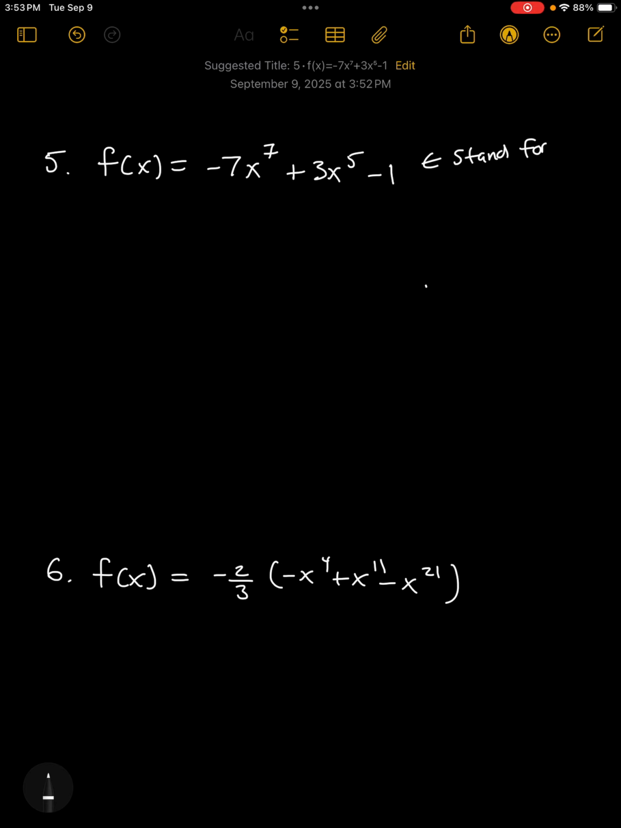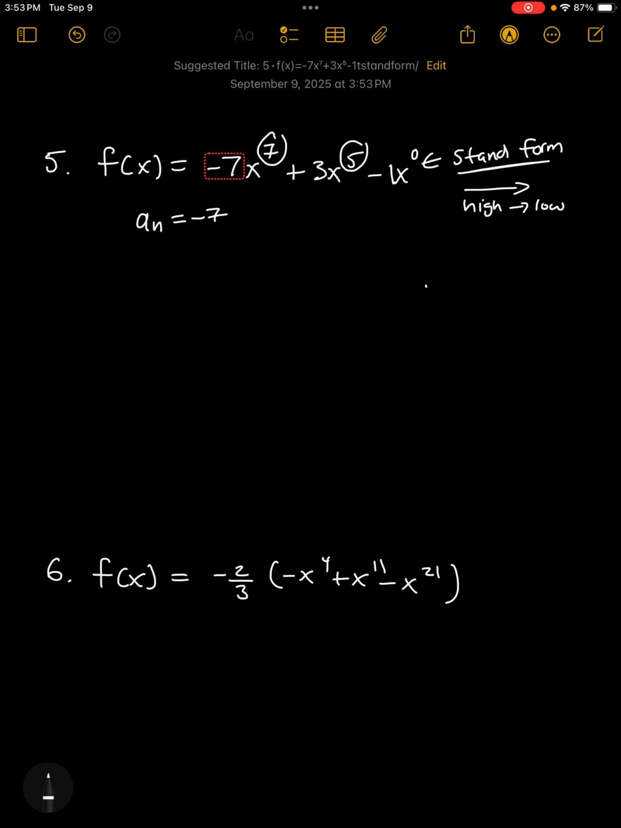One thing you need to check is, are the exponents descending from high to low on all your variables? And they are, right? Over here I have an exponent of 7, of 5, and this exponent right here technically is a 0. So it's in standard form, and that way you can identify the leading coefficient, which is -7. The degree of the polynomial is the highest exponent, right?